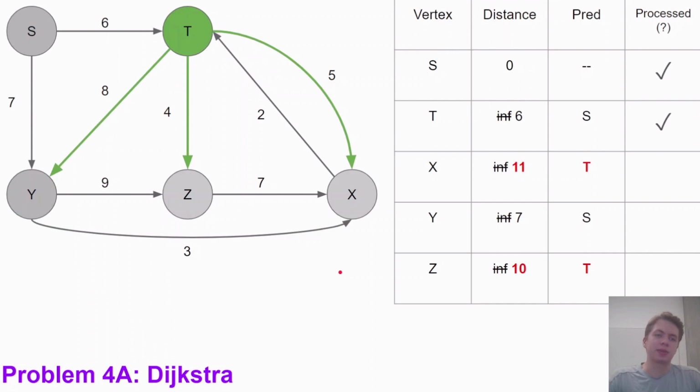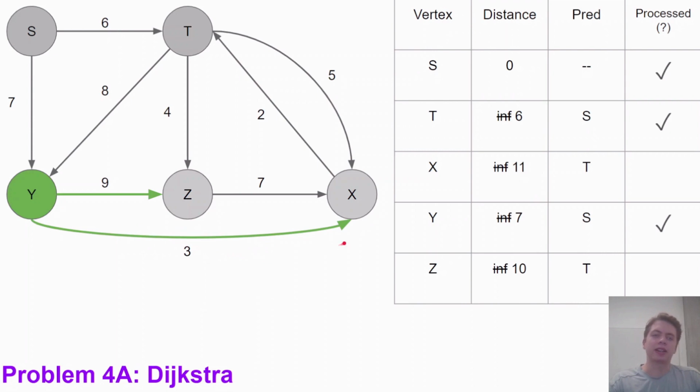The next closest vertex is Y, since it has a distance of 7 in our table. We will mark Y as processed, and then update distances according to edges coming out of Y. So Y has an edge with cost 9 to Z. Okay, what is the cost of this path from S to Z? Well, this would be 7 plus 9, or 16. Well, Z's current distance is 10, or the distance of the path starting at S going through T and ending at Z is 10, which is less than 16, or the path from S to Y to Z. So neither Z's distance nor predecessor will be updated.